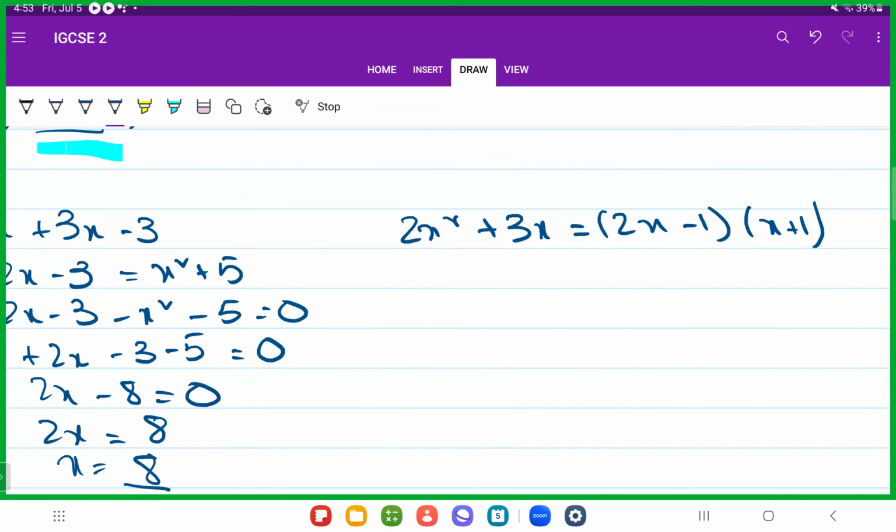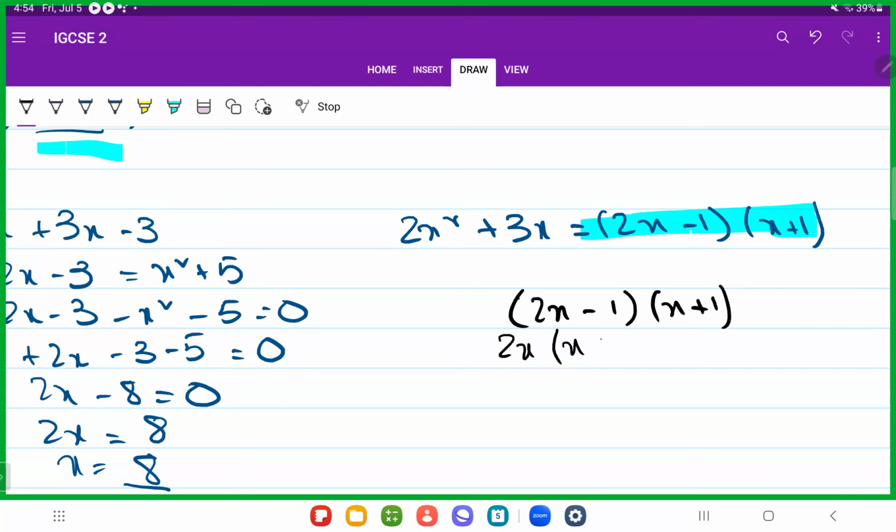So, for example, multiply them for me. Just multiply 2x minus 1 and x plus 1. So 2x multiplied by x is 2x squared. And then minus 1 multiplied by x is minus 1x. I want all the steps done. 2x will be multiplied with the whole bracket. Can you solve it for me and tell me the final answer? Okay.